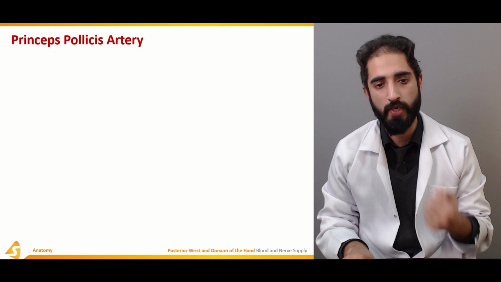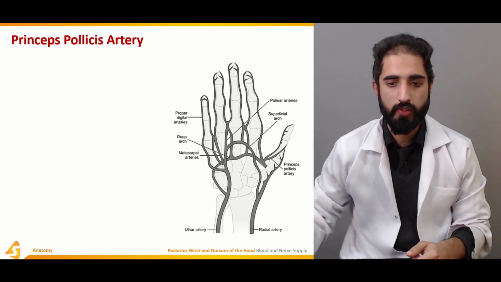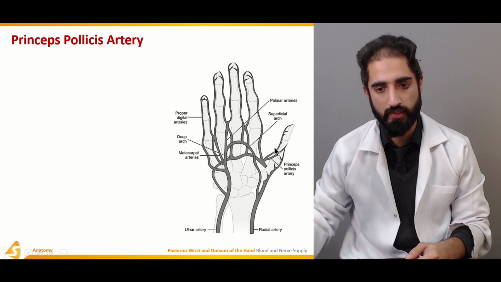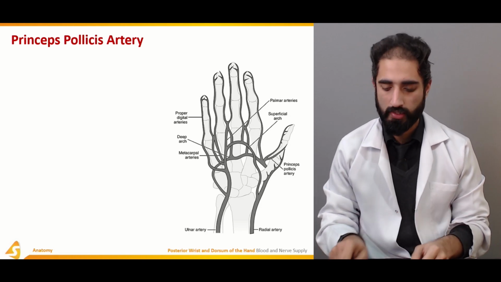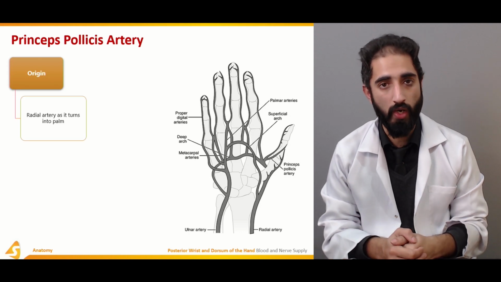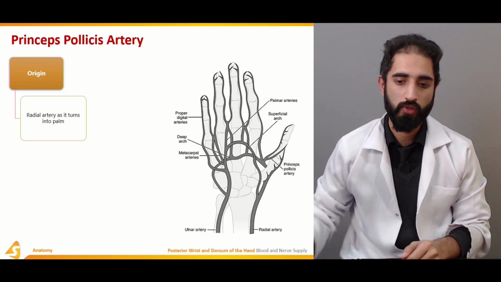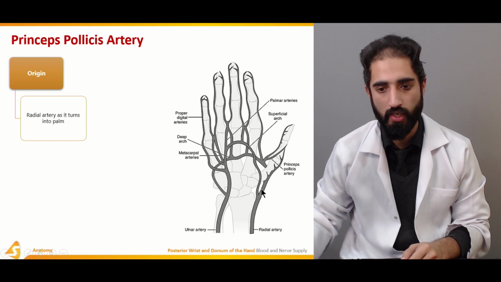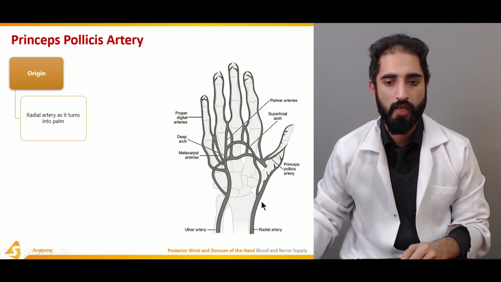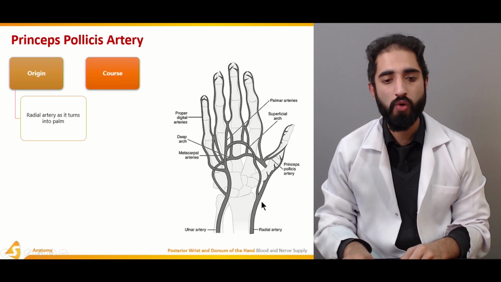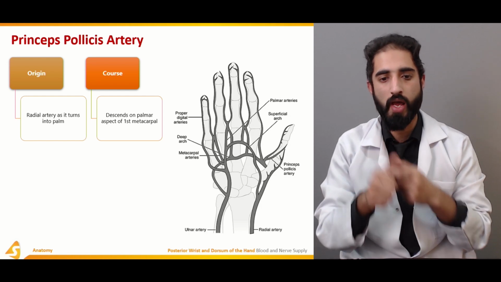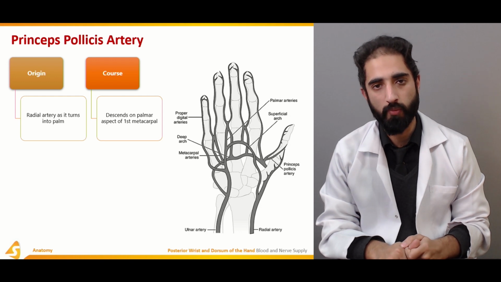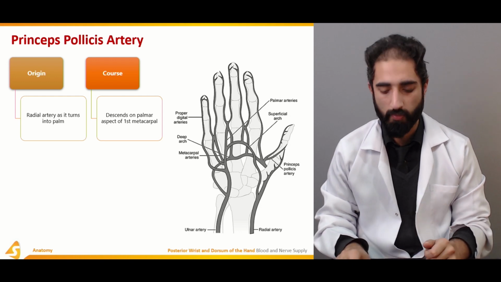So let's start off with the princeps pollicis artery. As you can see, this artery is oriented around the thumb, because the name pollicis suggests that as well. Its origin is from the radial artery as it turns into the palm. Here we can see the radial artery, and here we have the branch, which is the princeps pollicis artery. The course is that it descends on the palmar aspect of the first metacarpal, and supplies the thumb.